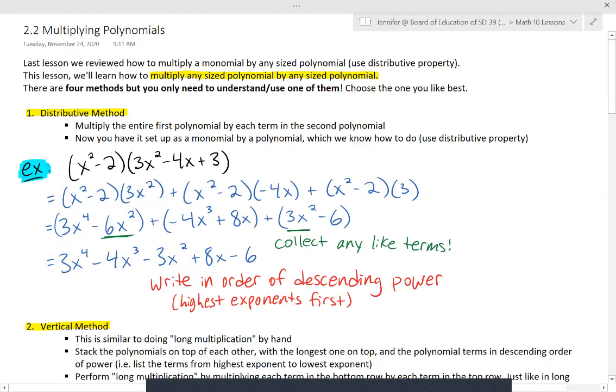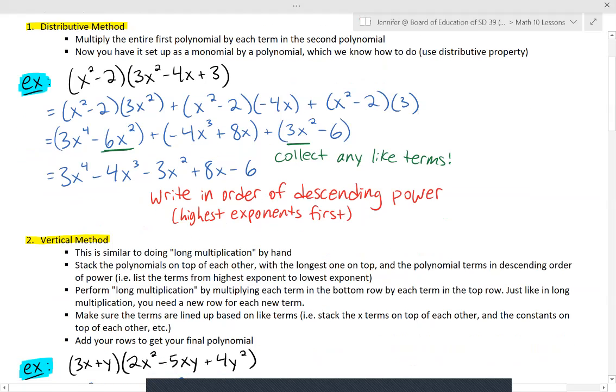And for your final answer, make sure you always write the polynomial in order of descending power. So this means the highest exponents go first, and then you go down, ending with the constant. So that would be your final answer. This one is a pretty good way to make sure you're multiplying the correct terms by each other, but it can take up a bit of space and a bit of time because you're writing out a lot of multiplication steps.